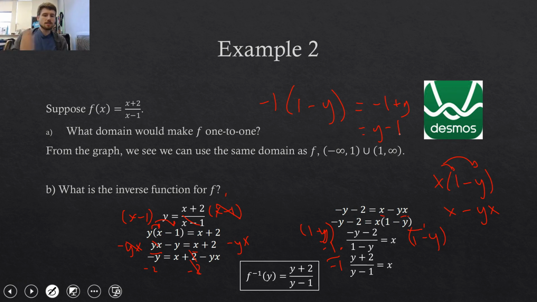So it turns out the inverse function is the original function as well. So you plug in an x, you add 2 to it, you divide it by that value minus 1, and if you were to run that machine backwards, you do the exact same thing, and that would give you your inverse function.